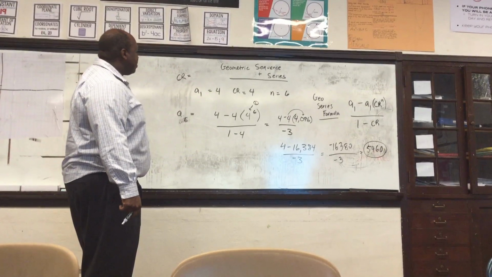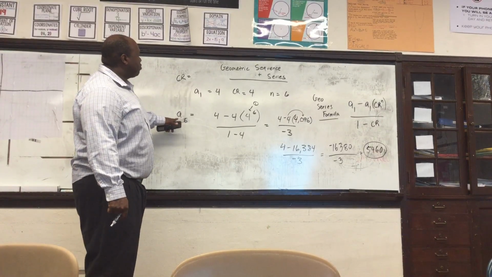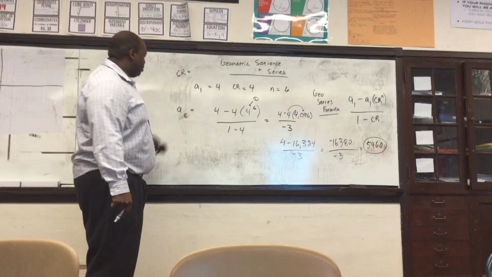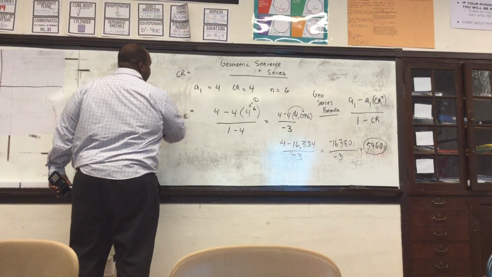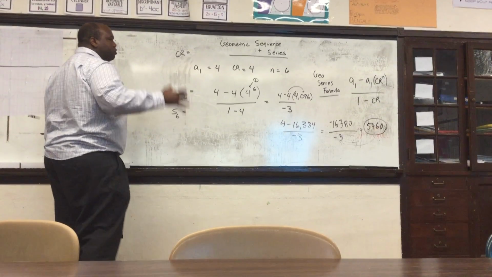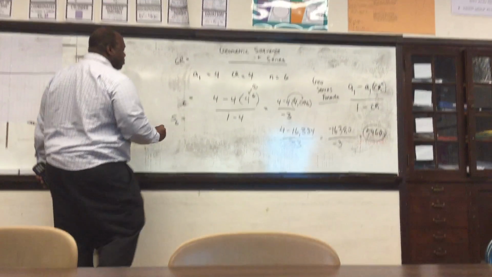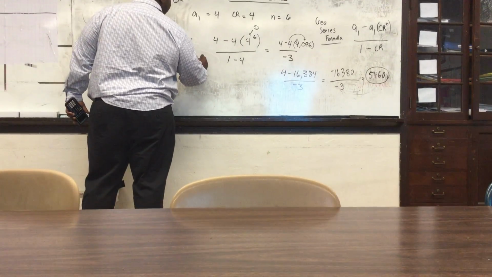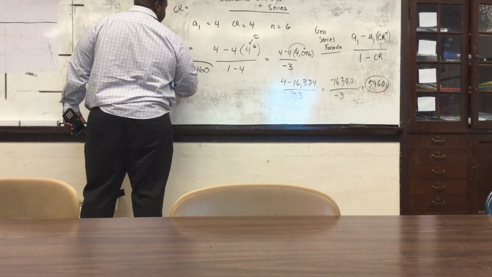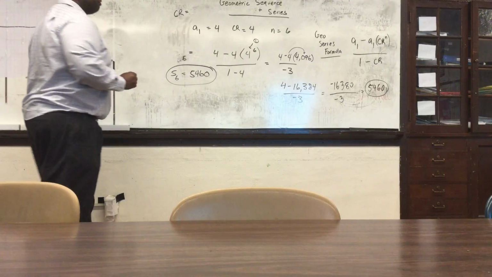So what that means is that S sub 6, the summation of the 6 values in the equation, multiplied all the way through, gives me the value of 5,460. And that will be my answer.